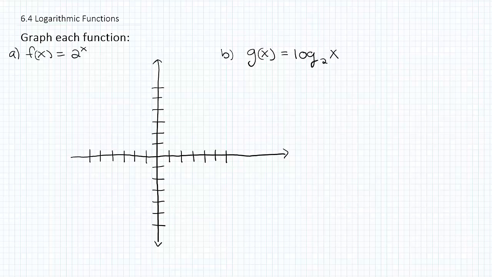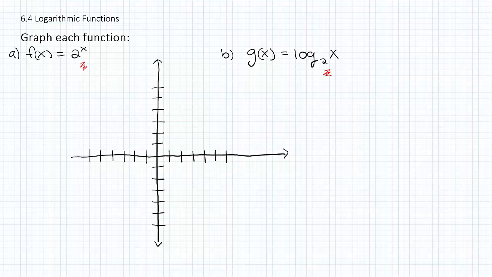Graph each function. All right, so you notice the first function is an exponential function, f of x is equal to 2^x. And the second function is a logarithmic function, which is basically log of x base 2. So notice that the base of this log function is the same as the base of the exponential function.